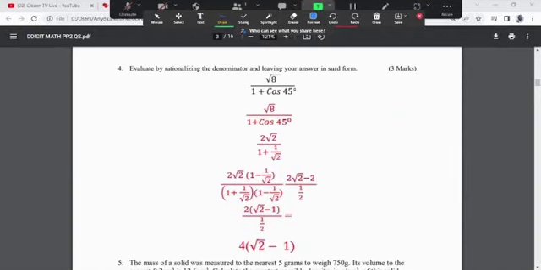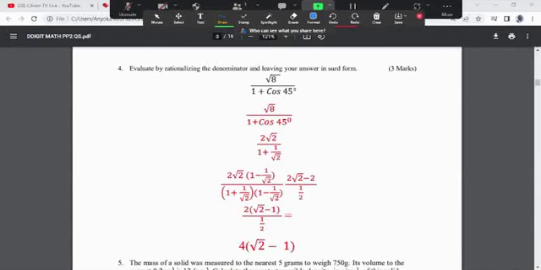Evaluate by rationalizing the denominator, leaving your answer in surd form. Alright, rationalizing means we get rational numbers in the denominator.